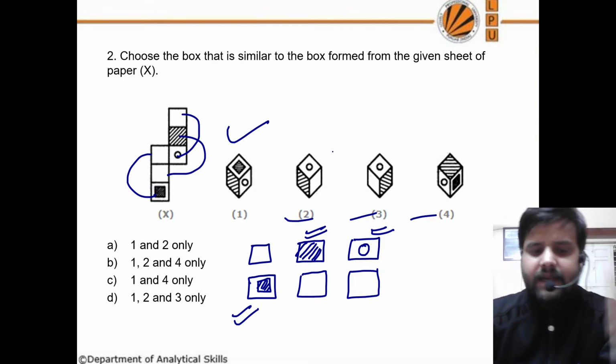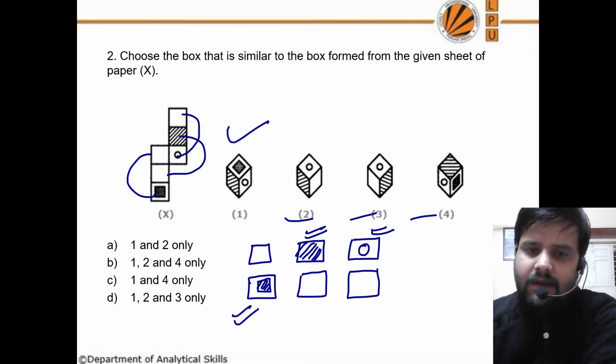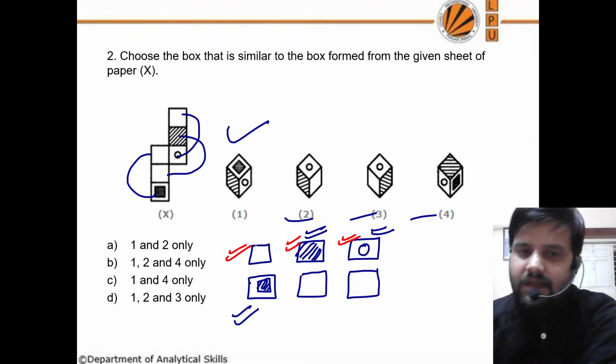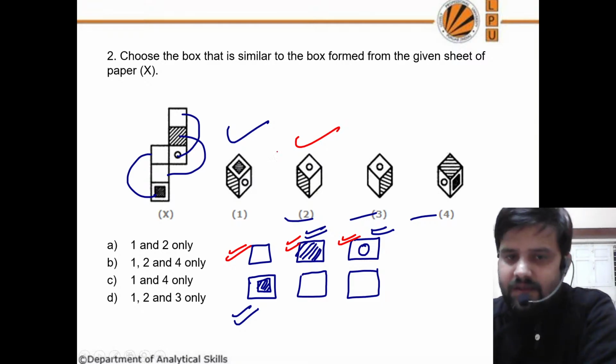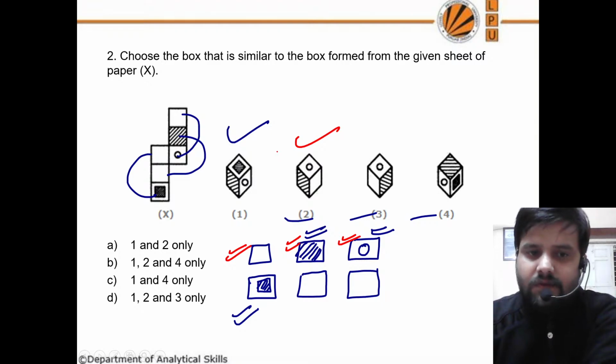Now let's come to the second image. If you observe the second image, they have taken this, isn't it? They have taken circular also, isn't it? And the blank I am assuming they have taken from here, isn't it? So this is also a possible image because they are not taking any of the opposite pair in this also.